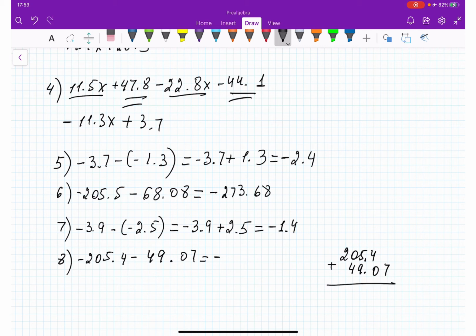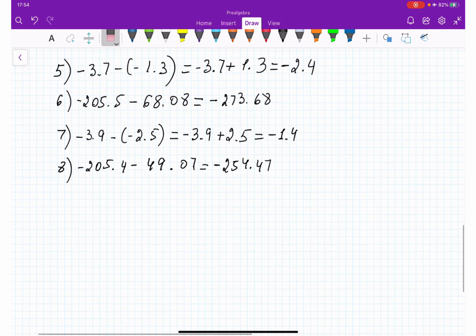So if I add, here is 7, here is 4. 5 plus 9 is 14, 1 in mind. 0 plus 4 is 4, and 1 is going to be 5, and here is 2. So it's going to be 254.47. Okay. Next, number 9.